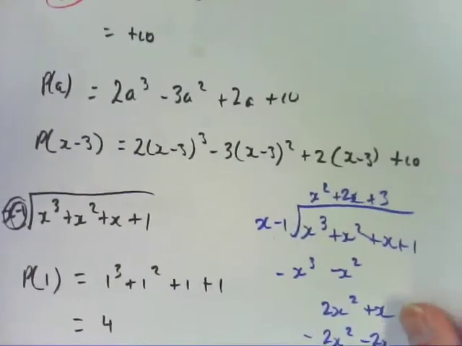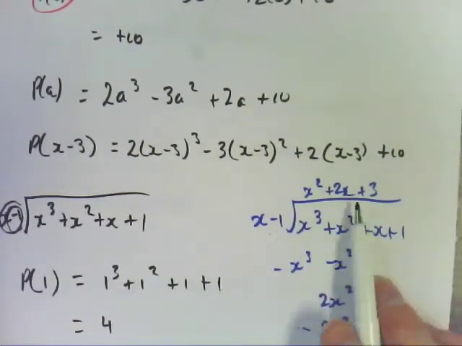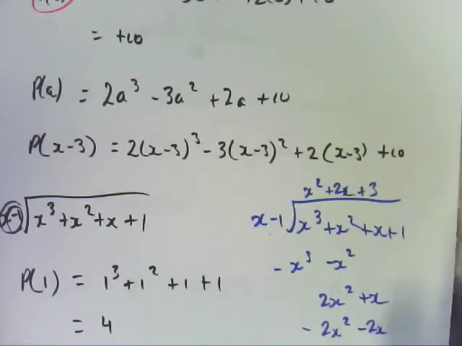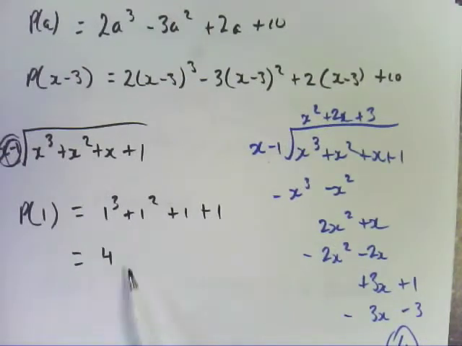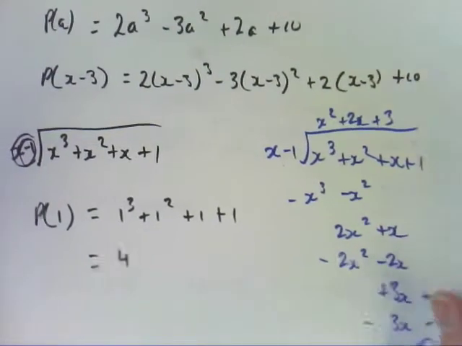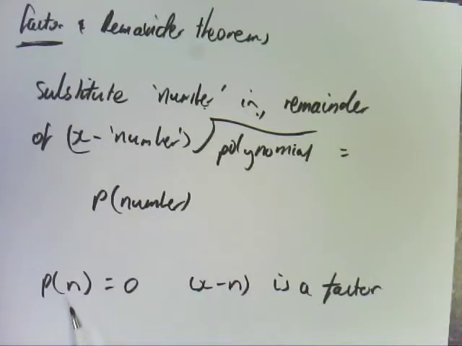Okay, so is x minus 1 a factor of x cubed plus x squared plus x plus 1? No, because it's got a remainder of 4. And it's got a value of 4 when you substitute that 1 in. So, for it to be a factor, your remainder must be 0, and you can work that out by substituting in that number. Make sense? So by substituting in 0? No, by substituting whatever number.